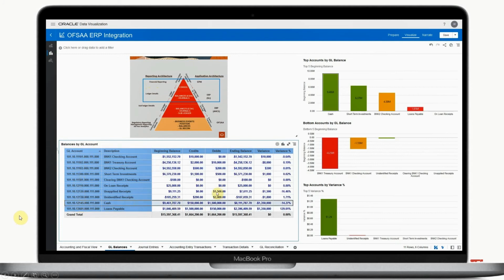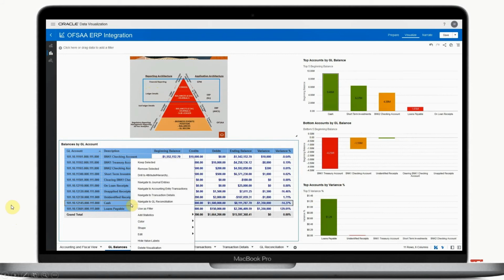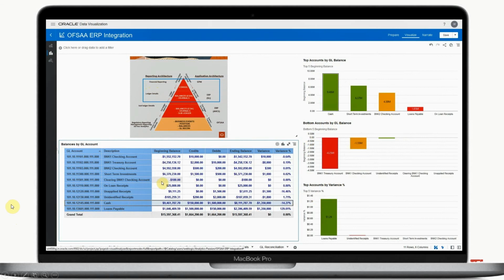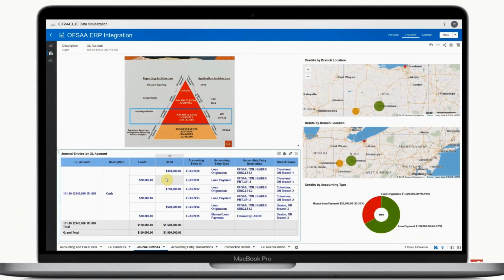You will be able to analyze every single account and as well to have a view on the top and bottom account by GL balance or by variance, for instance. Let's move in, drill down to the journal entries for one specific GL account. Here we are in Accounting App Cloud Service.